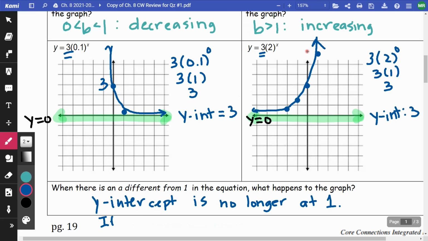It is at a, and I'll put my a in quotes just so you know it's not a typo. A, whatever your a is.